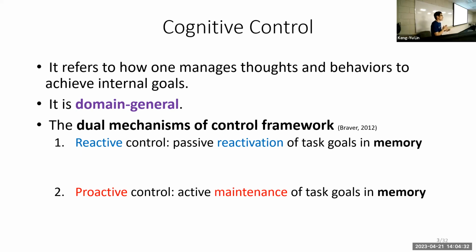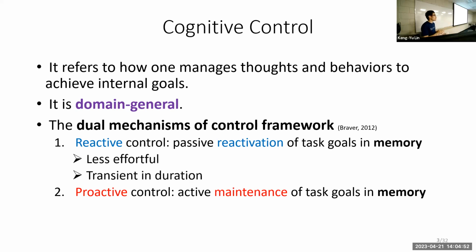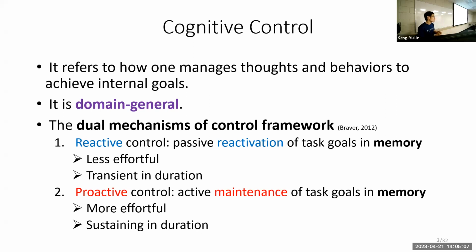The first one is reactive control, which refers to the passive reactivation of your goals in memory. The other type is proactive control, which refers to the active maintenance of goals in memory. There are some characteristics of these two types of cognitive control. Reactive control is less effortful and transient in duration. On the other hand, proactive control is more effortful, and it is sustaining or lasting in terms of duration. This might be a bit abstract, but I'm going to give you some examples from Braver 2012.